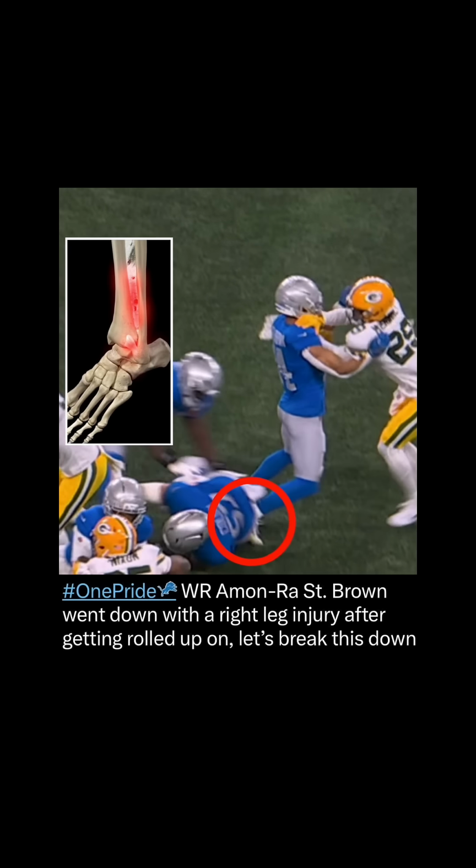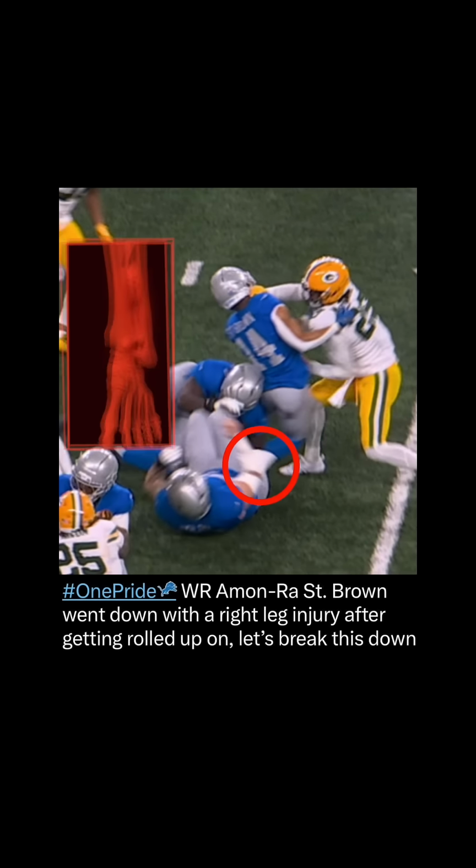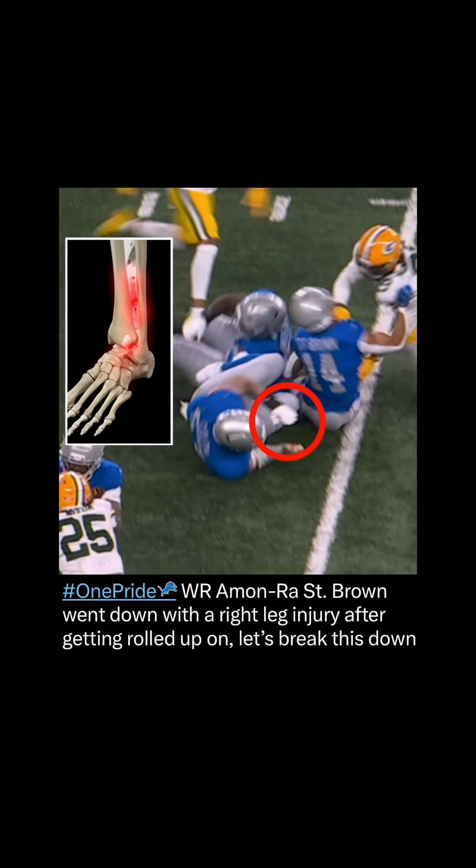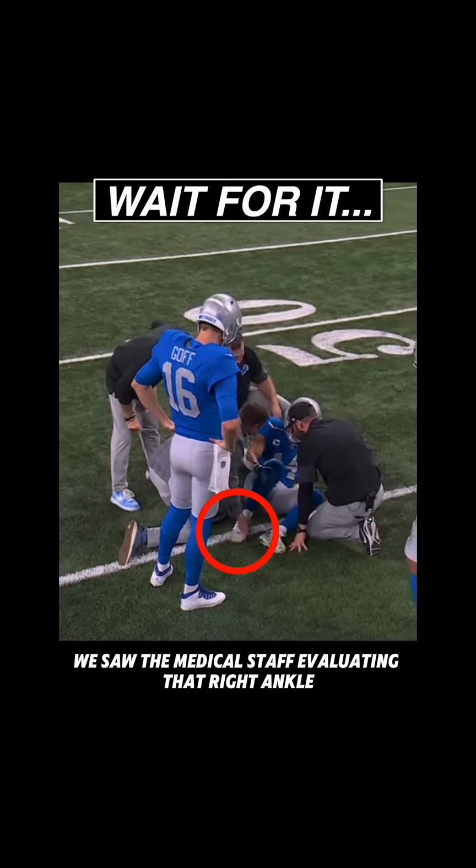Detroit Lions wide receiver Amon-Ra St. Brown went down with a right leg injury after getting rolled up on. Let's break this down. We saw the medical staff evaluating that right ankle.